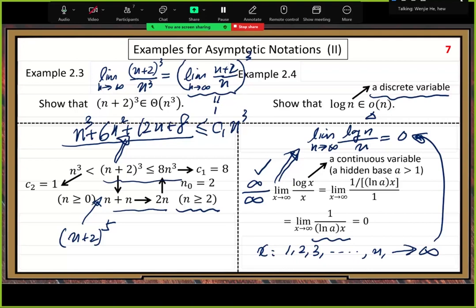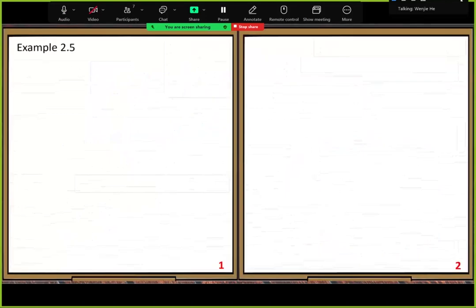So this tells us little o. Now, log of n belongs to little o of n. So we complete this example. Now you know the log function grows much slower than the linear function. n is a linear function. Compared with the log function, the linear function grows much faster. From this example.